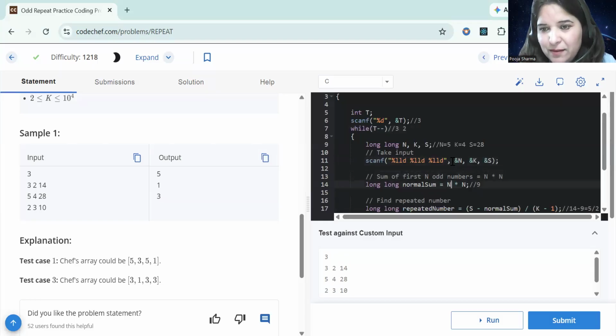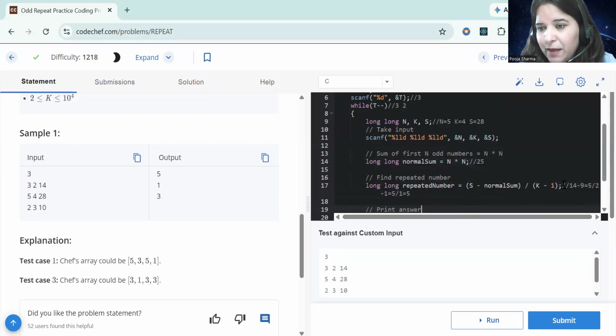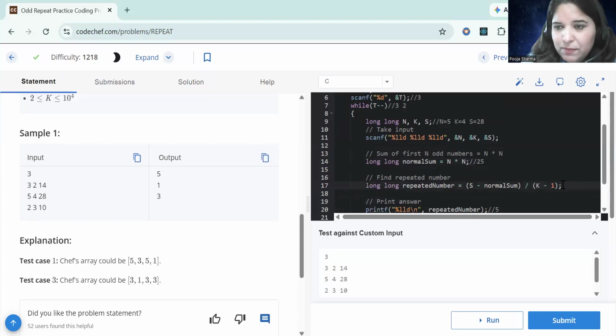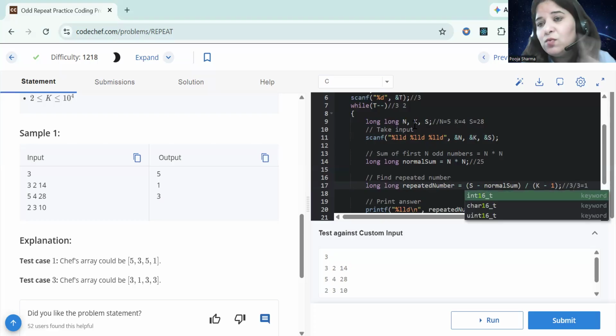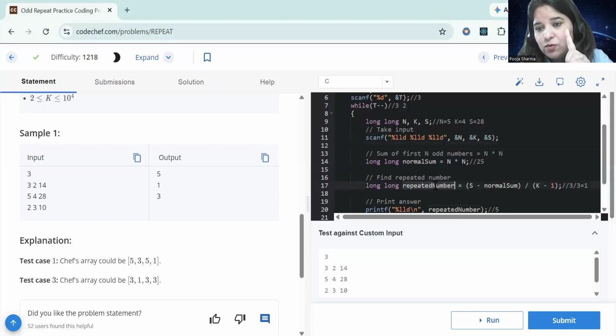So let's come here. N value is 5. N square is always 25. Now, 28 minus 25. Let's do this simple mathematics. 28 minus 25, because the sum is 28. Right? So 28 minus 25 is 3. 3 divided by K. What is K? 4. 4 minus 1, that is always 3. Which is giving us 1. Right? Okay. So the number is 1.